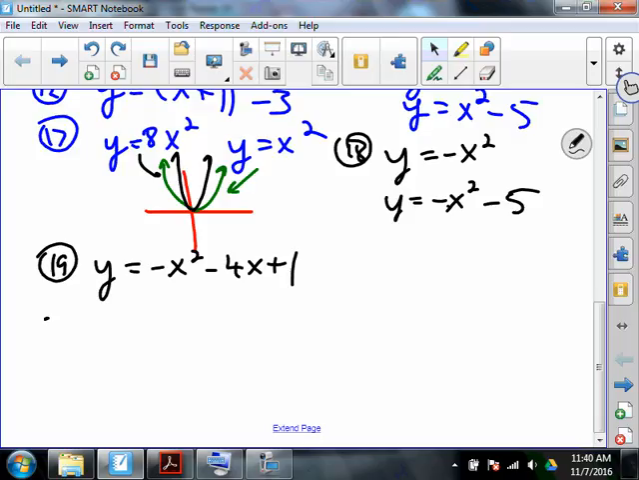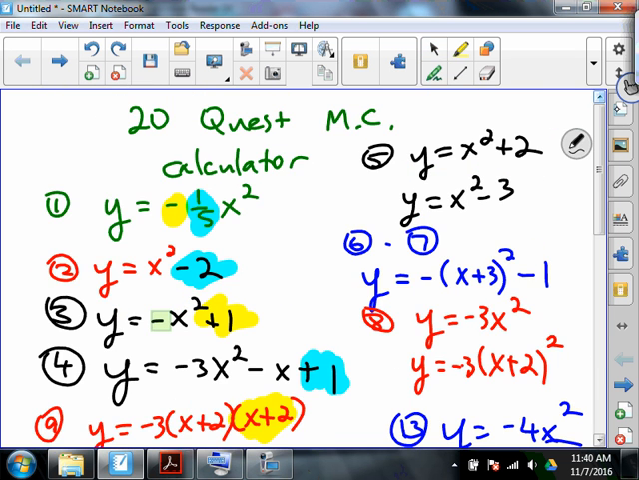Number 20 is going to be almost like 19. The only difference is they're just going to change one of the signs. So hopefully, when you take that test, you'll realize it's a calculator test, 20 questions. I'm looking for really high scores on it. So that is the calculator test: 20 multiple choice questions, calculator. Good luck with that one.